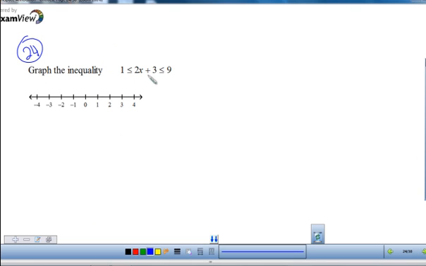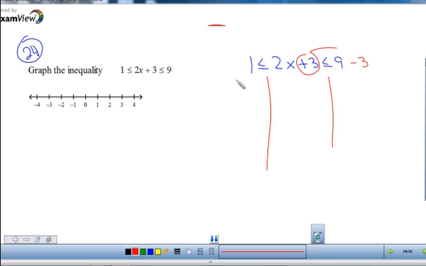Okay, graph the inequality. So let me rewrite it because I need more room. So this is an and, so it's going to be graph in between the numbers. Okay, so first thing I'm going to do is subtract 3 from both sides. So 1 minus 3, different signs we subtract, keep the sign of the larger number. 9 minus 3 is just 6. Bring down the 2x.